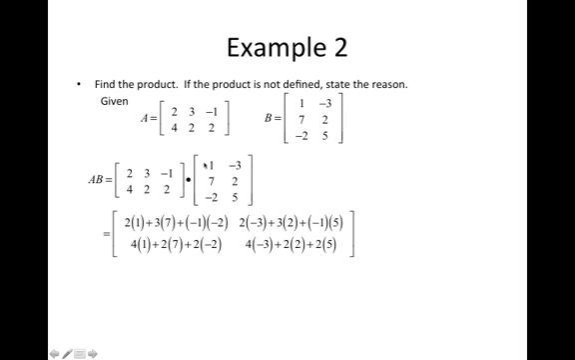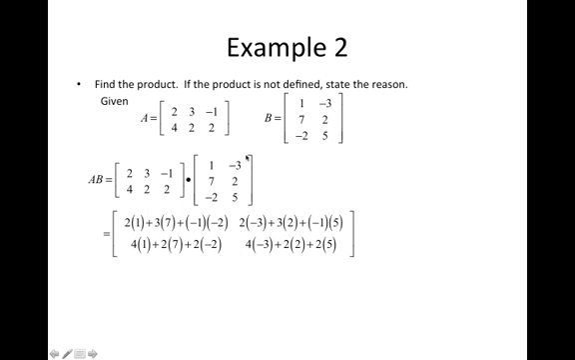Okay, so first row times first column is going to be 2 times 1 plus 3 times 7 plus negative 1 times negative 2. Okay, and that's this element right here. So now we're ready to do first row times second column. So you're going to have 2 times negative 3 plus 3 times 2 plus negative 1 times 5. And that is first row, second column. So now we're ready to do the second row. Second row, first column is going to be 4 times 1 plus 2 times 7 plus 2 times negative 2. And that's this little guy down here.